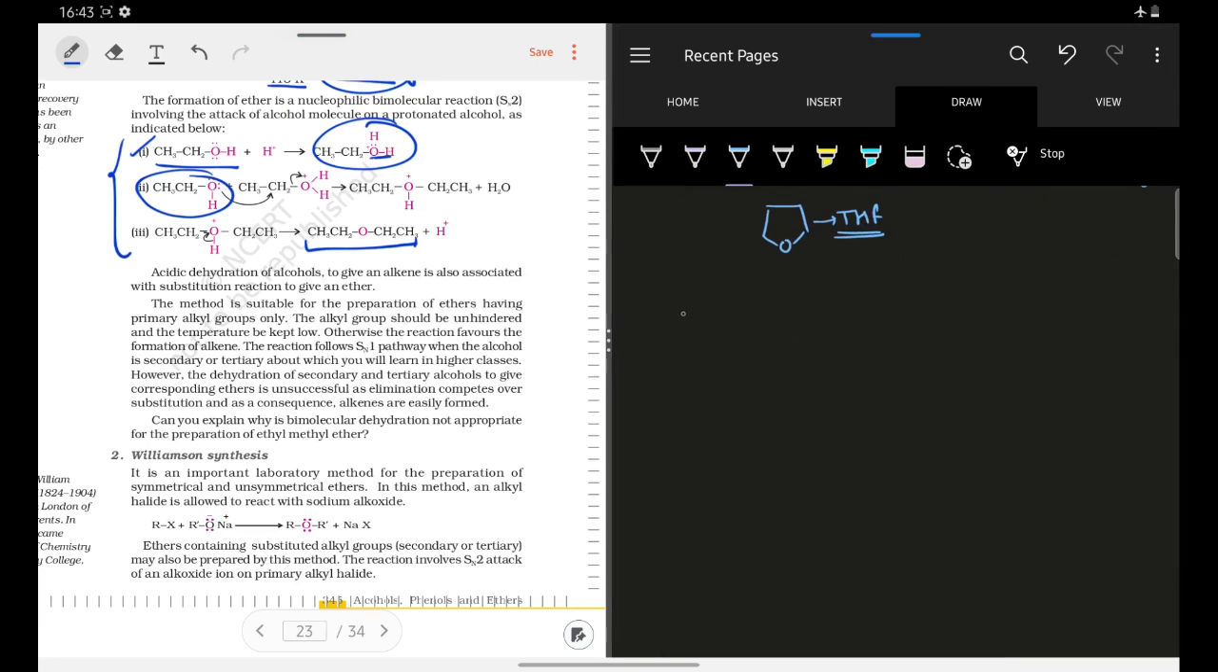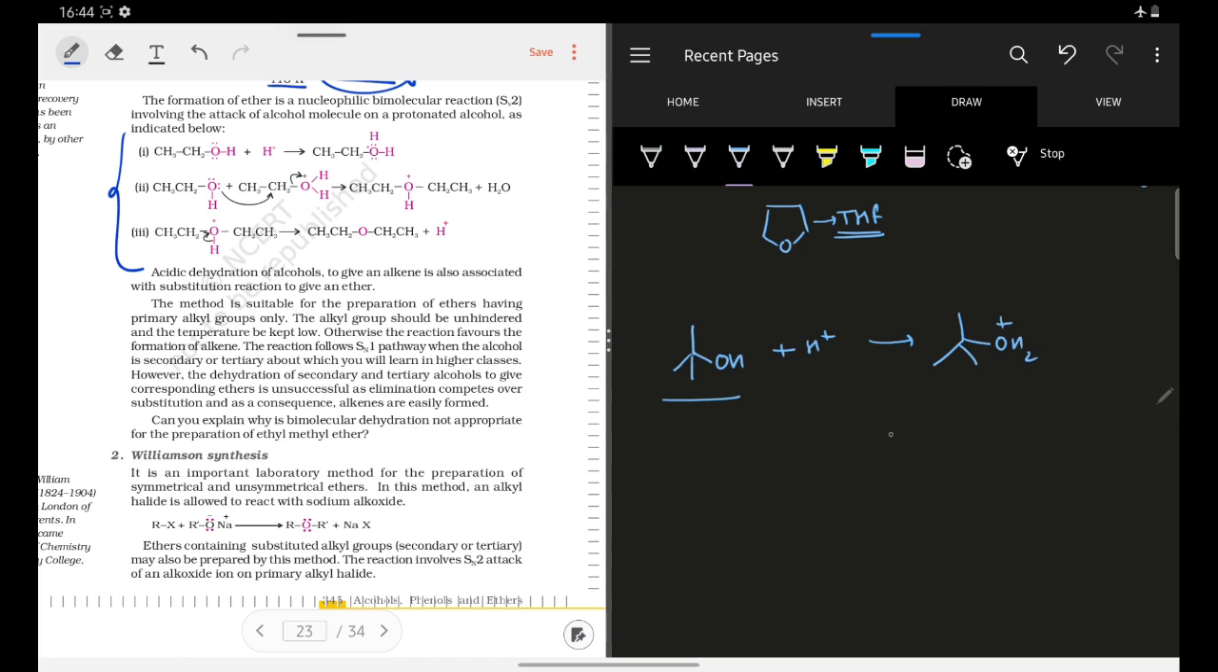Why? Suppose I have a 3 degree alcohol. This question is very important. What I will do is that I will protonate it. The first step is the protonation. I am following this scheme only, but now I am doing it with tertiary butanol. Once I protonate it, it will lead to the formation of this OH2 plus. I know that this OH2 plus is a good leaving group, and it will leave. It will lead to the formation of a very stable carbocation, which is your 3 degree carbocation.